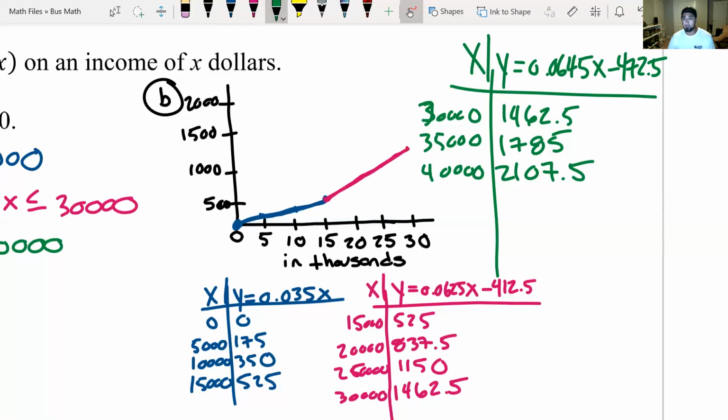And then for the green function, 30,000, 1462.5. So we start off here, and then 35,000 and 1785. So that would be somewhere out there, and then higher, 2,000. So our graph will look something like that. Just a nice little sketch. Whew. All right. What's left?